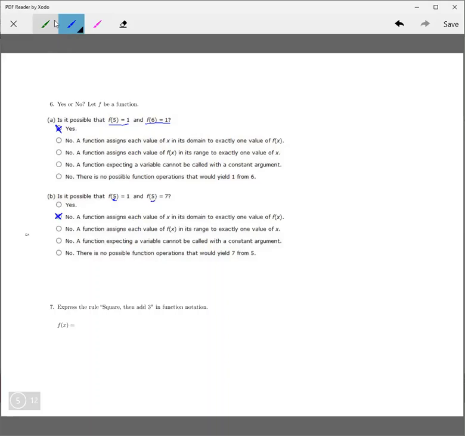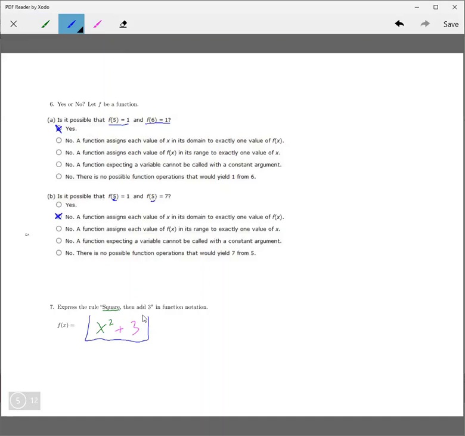Okay, number 7, express the rule: square, then add 3. So you start with an x, and you square it, so that means you're going to get x squared. And then you're going to add 3 to the result, so plus 3. And that appears to be it.